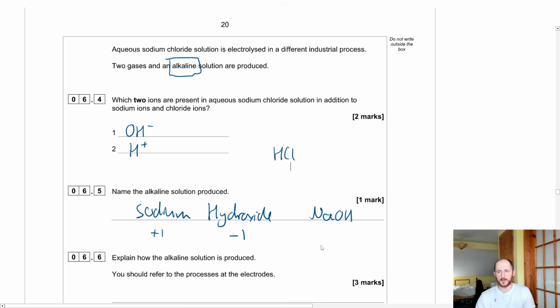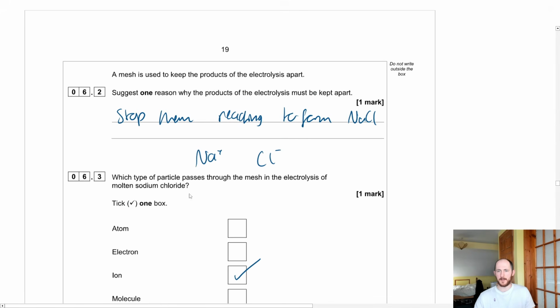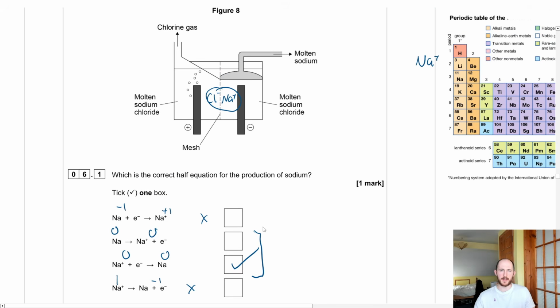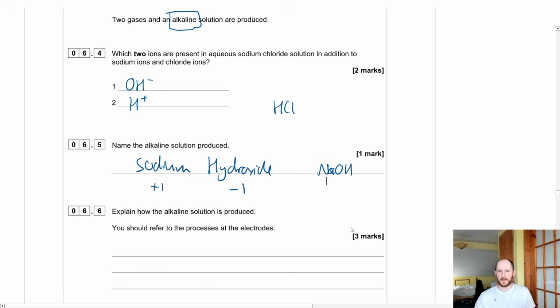If you're ever confused, anything with OH is going to be alkaline. Anything with just H is going to be acidic. So in this case, if they're naming the alkaline solution, you know you're going to have OH in it. Well, what's the only thing that will combine with a negative ion? It's going to be Na, because Na is the positive ion. Okay, again, back here, we have Na plus and Cl minus, and back here again, we know that it's Na plus. So hopefully that makes a bit more sense.